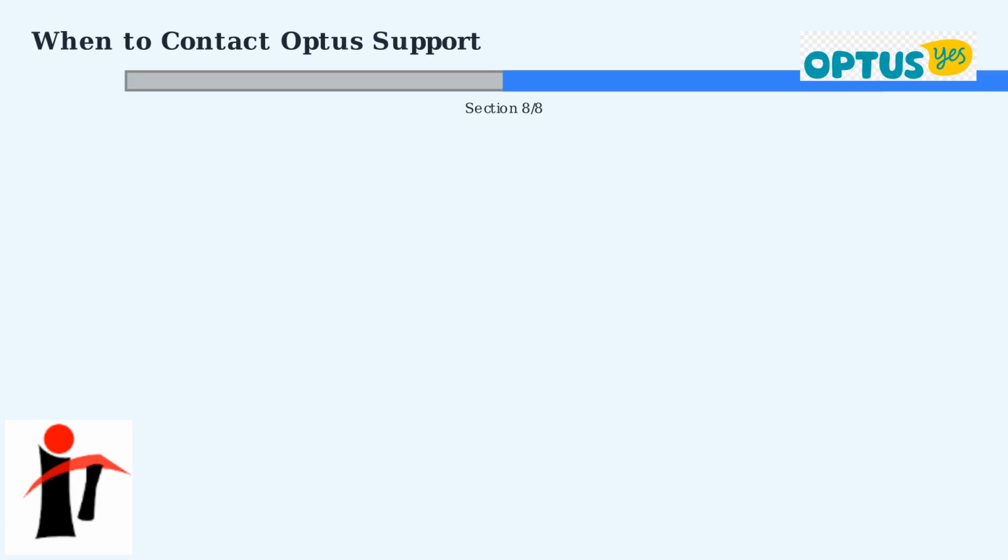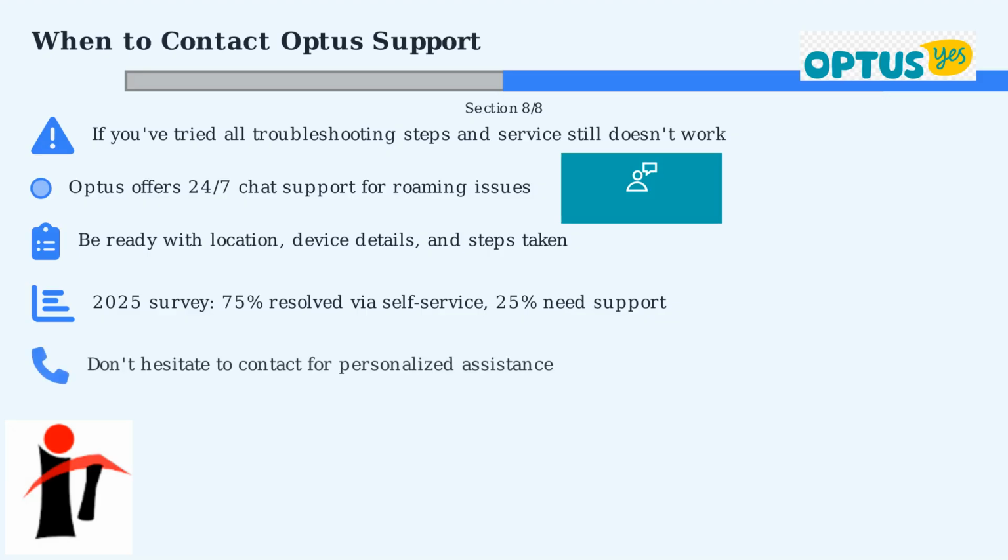They have 24/7 chat support available to assist with roaming issues. Be prepared to provide details about your location, device, and the steps you've already taken. According to a 2025 Optus survey, 75% of roaming issues are resolved through self-service, but the remaining 25% require support assistance. Don't hesitate to reach out for personalized help.